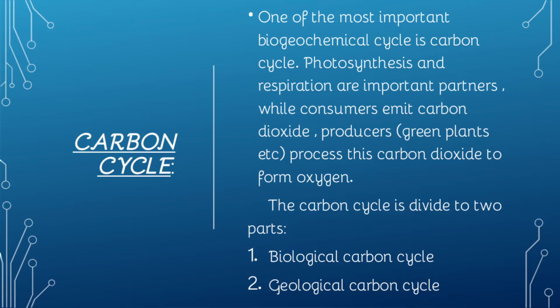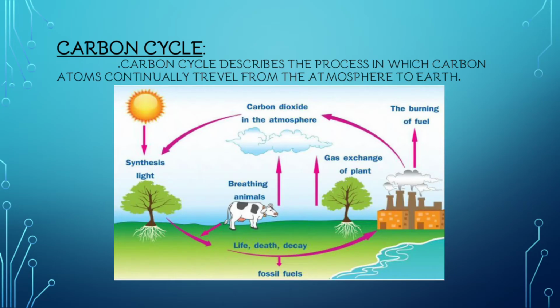द नेक्स्ट इज कार्बन साइकिल। One of the most important biogeochemical cycles is carbon cycle. Photosynthesis and respiration are important partners. While consumers emit carbon dioxide, producers process this carbon dioxide to form oxygen. Carbon cycle describes the process in which carbon atoms continually travel from the atmosphere to the earth.